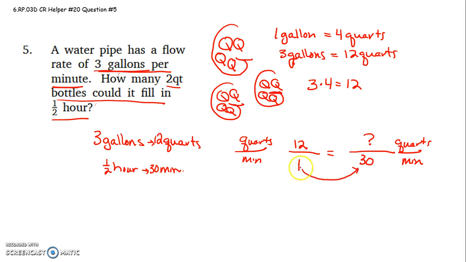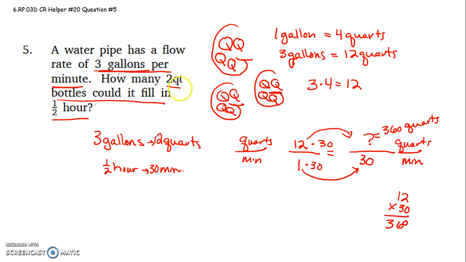Well, I look at my denominators. How can I get from 1 to 30? Oh, multiply by 30. So what do I have to do with my 12? Multiply by 30. So if I take 12 times 30, I can just put my 0 placeholder here. 3 times 2 is 6. 3 times 1 is 3. So that's 360 quarts in 30 minutes. So that's the fact I just came up with. I can do 360 quarts in 30 minutes.